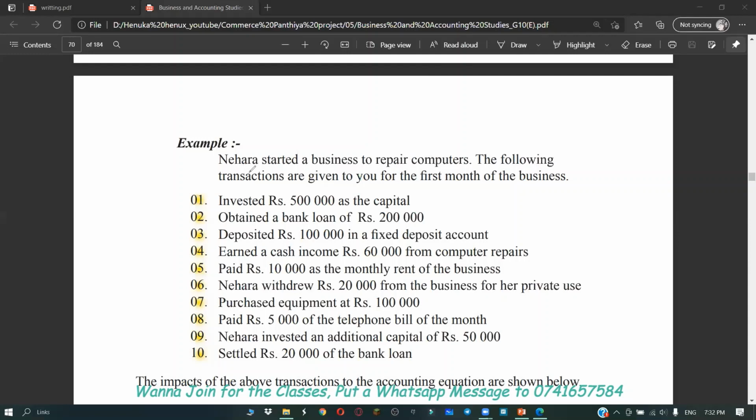So here Nehara has just started her business, right? Yeah, it's a new one. So initially what we need to do, right? First of all, we need to invest some money, right? Invest some money or invest some assets, right? It's like investing building, investing lands, right? So for a business, definitely there should be some assets, right? So as our first transaction, invested 500,000 as the capital. So how can we put it into the equation, right?